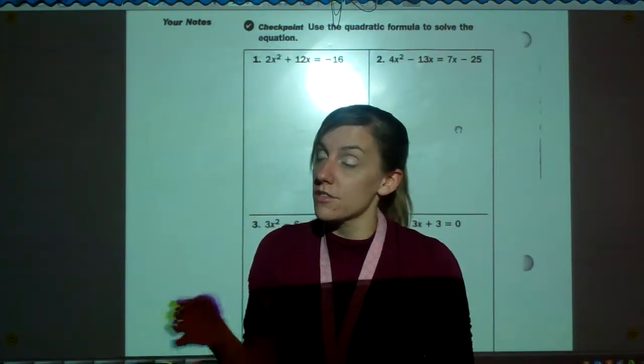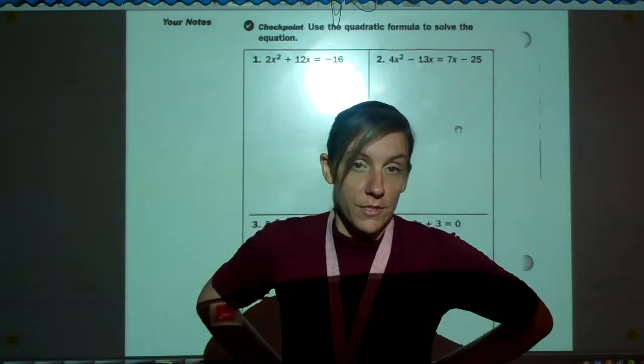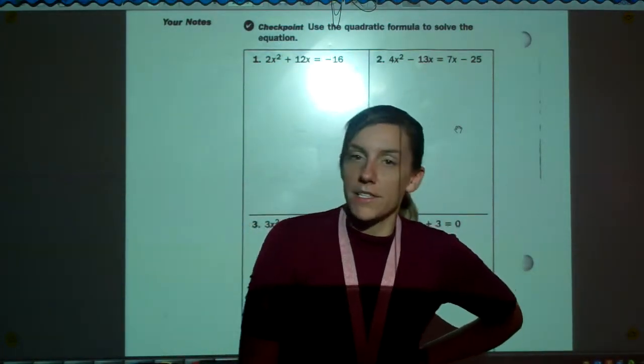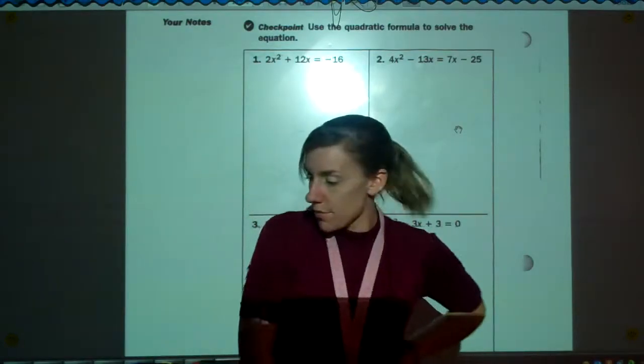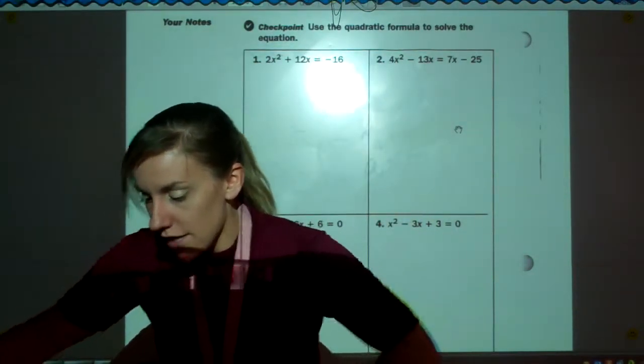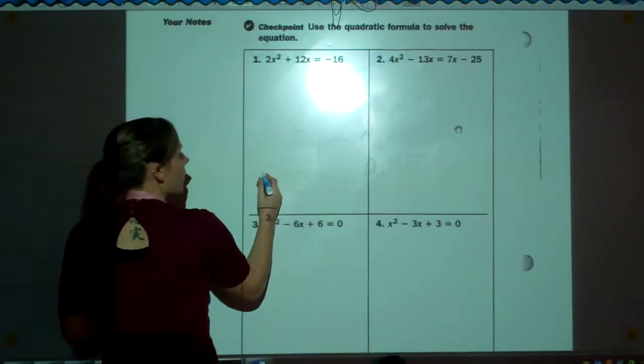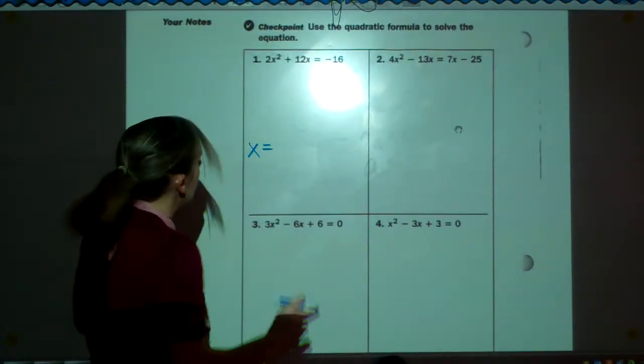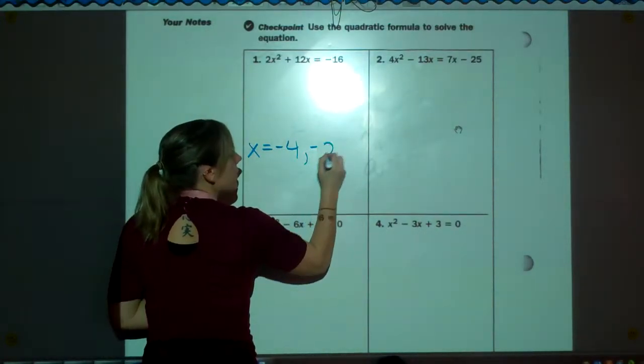If all you have is the answers, then you're not going to get credit for this part. So it's like a little mini homework like you would do from the book, except it's just here on your notes. So let me grab a marker so I can give you the answers. Okay, so after you do all of the work, the answers for number 1 are -4 and -2.